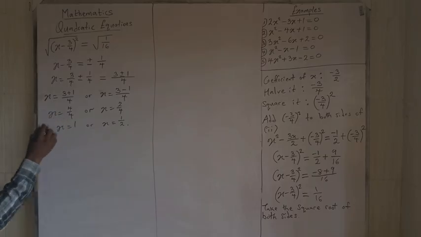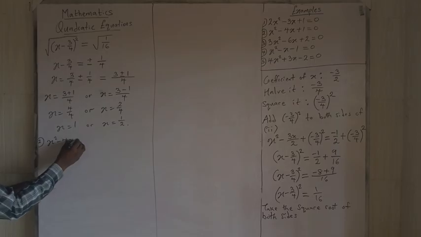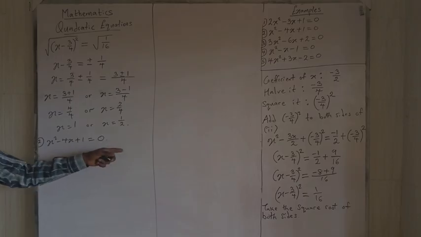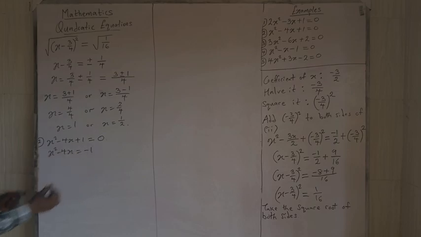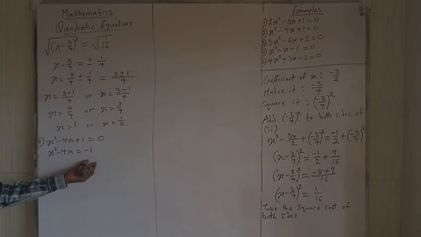Example 2. We have x squared minus 4x plus 1 is equal to 0. The first step is to bring this constant to the other side of the equation. x squared minus 4x is equal to minus 1. We then divide by the coefficient of x squared. The coefficient of x squared is what? It is 1. So if you divide by the coefficient of x squared, which is 1, we are going to have this again.